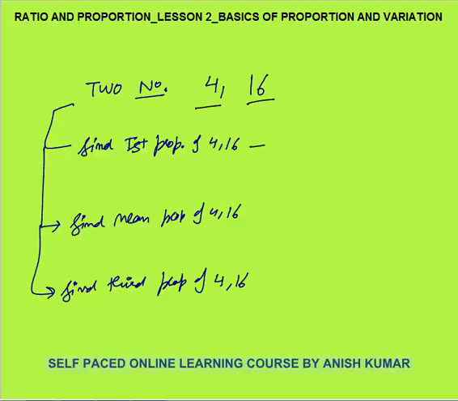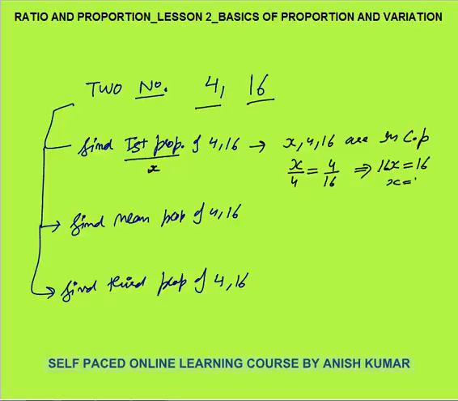So let's say the first proportional is X. So I will say that X, 4 and 16 are in continued proportion, CP. What it means is that X by 4 will be equal to 4 by 16. Can I say it will cross multiply? 16x is equal to 16, x will be equal to 1. So if any two numbers are given to you, you can always find the first proportional. Take x, then x, 4 and 16 will be in continued proportion and you will get x as 1. Now you can check that 1 by 4 is equal to 4 by 16.